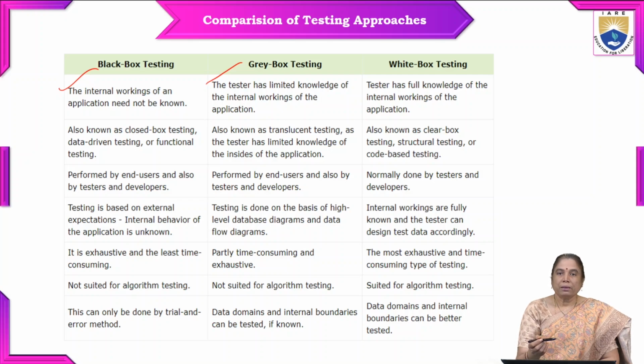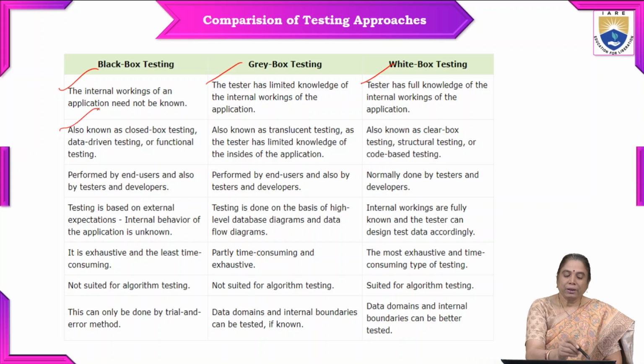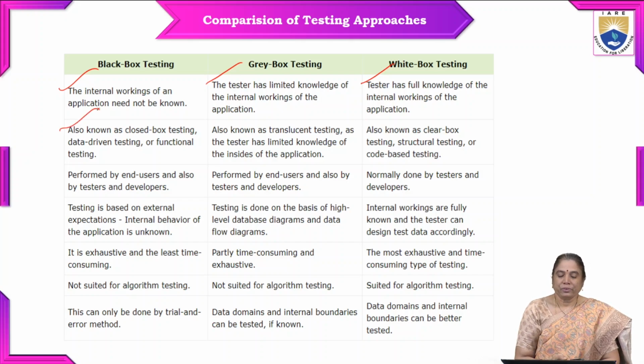So a few programming skills are required to exercise the path of the program or the logic of the program. In case of white box testing, the tester has full knowledge of the internal working of the application, so the test engineer can test the logic of the program clearly. And the other names of black box testing are closed box testing, data driven testing and functional testing.